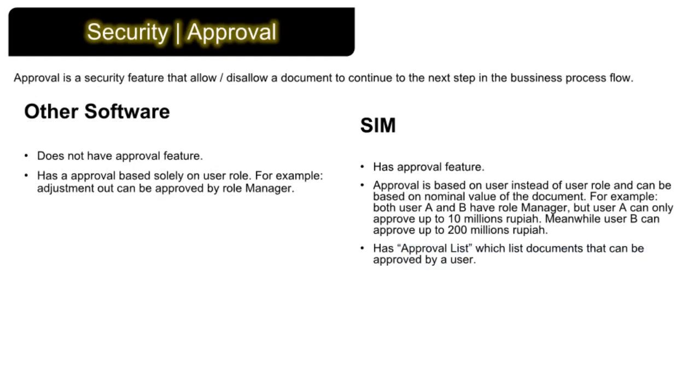SIM has an approval feature. This feature will allow or disallow a document to continue to the next step in the business process flow. In SIM, approval is based on user instead of role, and can be based on document value as well. For example, users A and B are both managers. But user A can only approve up to 10 million rupiah, while user B can approve up to 200 million rupiah. SIM also has an approval list menu which lists documents that need your approval. Other software, on the other hand, may not have an approval feature, or has approval but based solely on role.